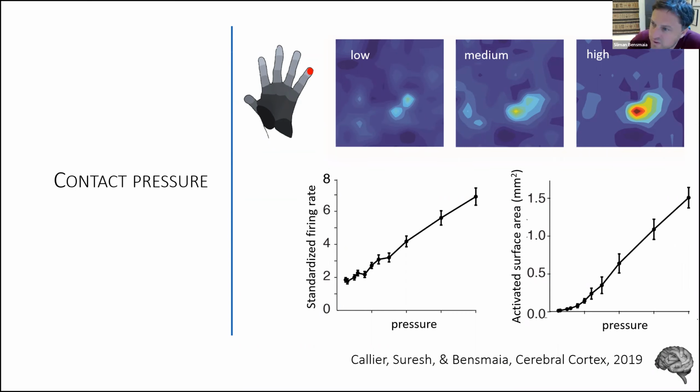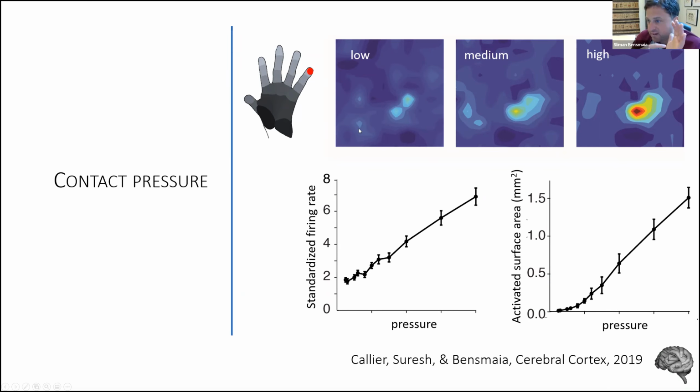So then the question is, how does the nervous system encode that information about the force that we exert on objects? We looked at our monkey responses. Again, this is the 4x4 millimeter area in the somatosensory cortex of a rhesus macaque, and here we're poking the pinky at three different levels of pressure.